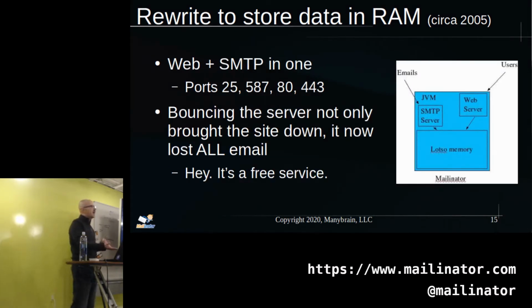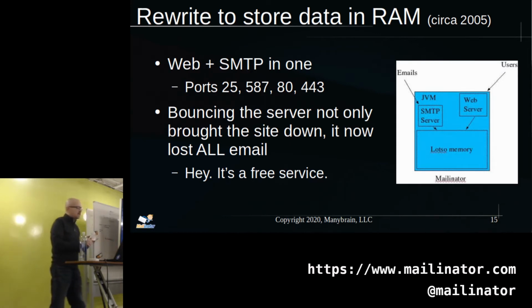Basically, this is the diagram I wrote down in like 2005 in my blog entry, so I just copied it. Emails come into the SMTP server, users come into the web server, there's your JVM and lots of memory to store. And they both hit that memory, right? Again, the web server is not the interesting active part, but nonetheless, it hits that heap also full of emails. Now keep in mind, now that all emails are in RAM, guess what happened every time I needed to update the software? Well, crash. Boom, Control-C, and there goes all the emails. And I'm like, hey, it's a free service.